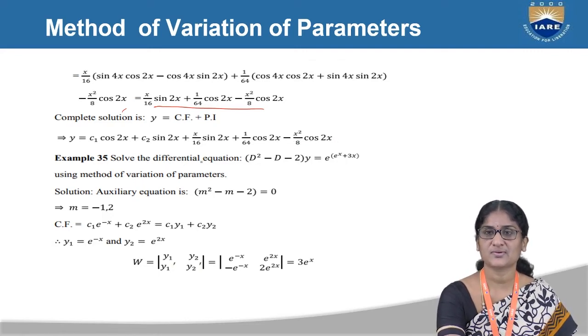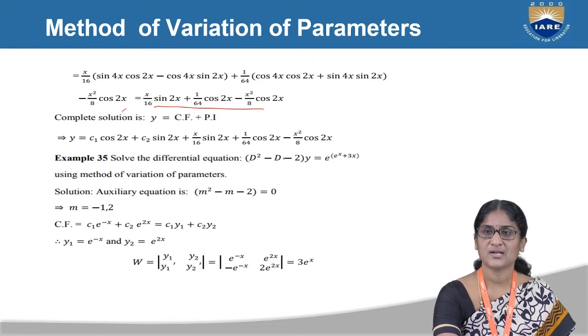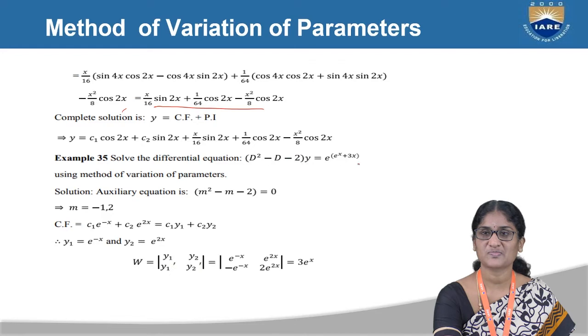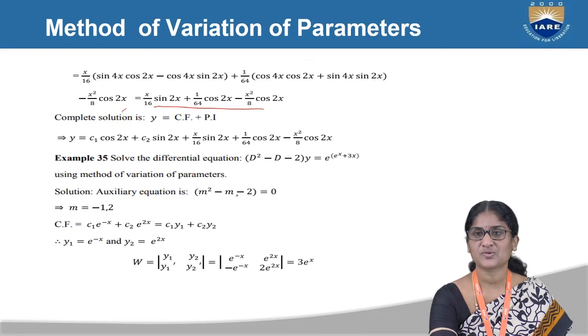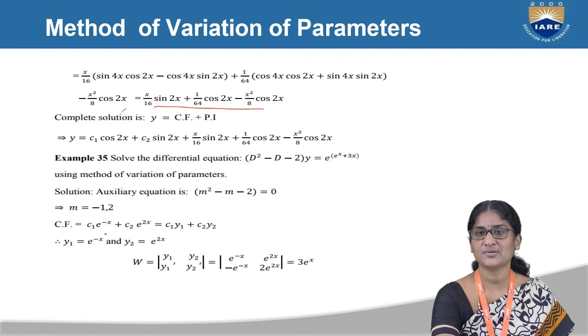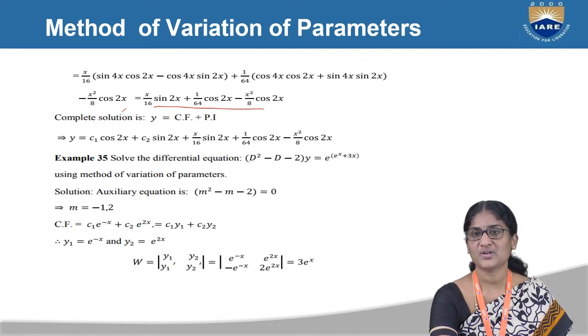Now let's go for the next equation. Solve the differential equation d square minus d minus 2 into y is equal to e power x plus 3x. Here, as it is, we are going to find the complementary function. At first, the complementary function is obtained by replacing capital D with m. So m square minus m minus 2 is equal to 0. I got two real and distinct roots. I wrote the complementary function c1 e power minus x plus c2 e power 2x.